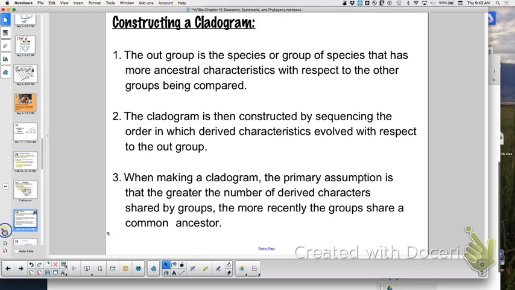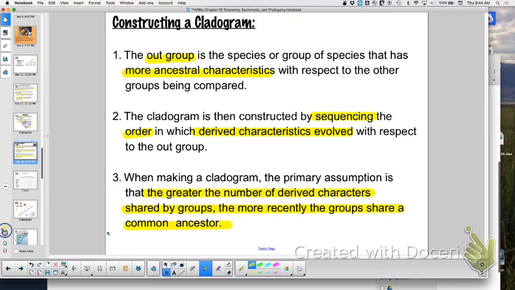Go ahead. So the outgroup is a species that has more ancestral characteristics than the rest. When making a cladogram, the primary assumption is that the greater number of derived characters shared by groups, the more recently the groups shared a common ancestor.